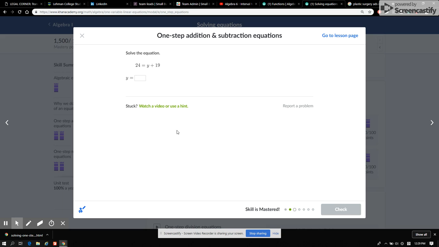Next question. Right? So now we have 24 equals y plus 19. Subtract 19 from both sides. I know the answer is 5, but just to show you what happens when you choose the wrong answer, you hit check. Oh, it says not quite yet, and then you can get help or move on. Obviously, you could get help.